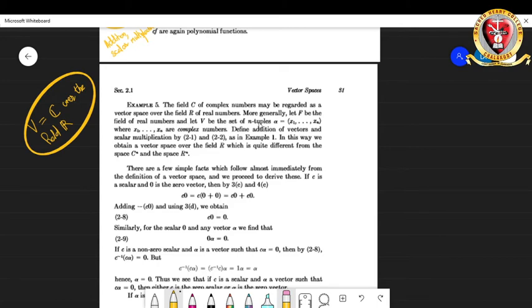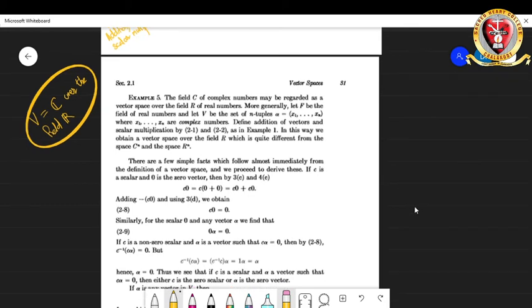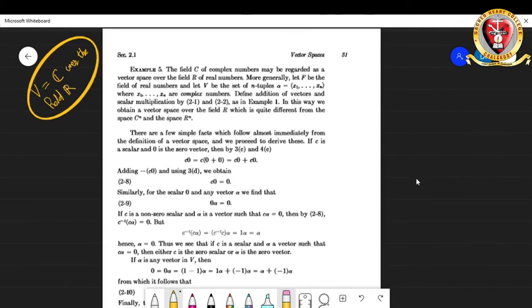So this is an important example, C over R. So don't forget, when you verify, to mention what is the addition and scalar multiplication involved in this vector space in order to verify.